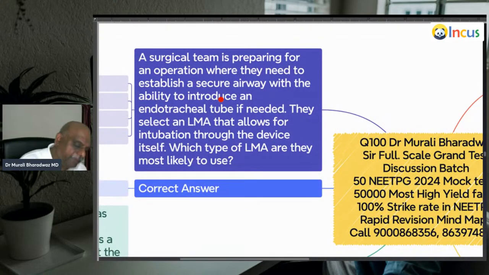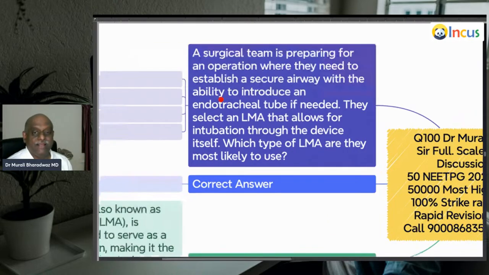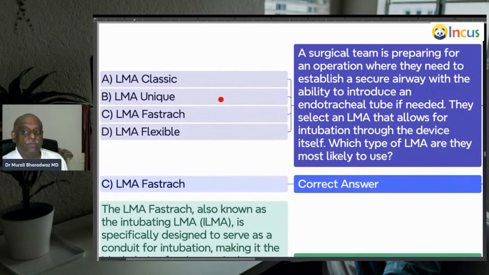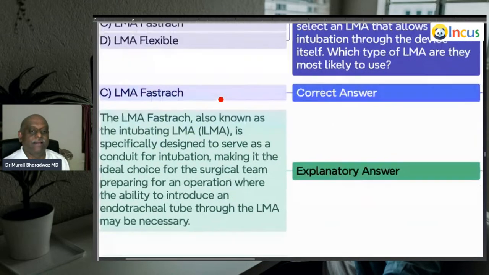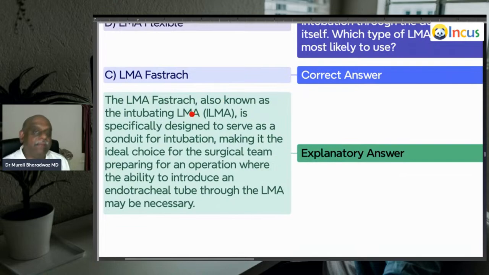A surgical team is preparing for an operation where there is a need to obtain a secure pathway with the ability to introduce an endotracheal tube. They select an LMA which allows intubation through the device itself. That type of LMA is called LMA Fastrach.